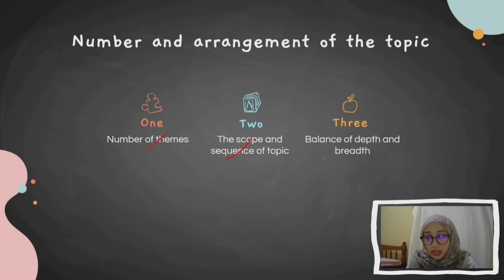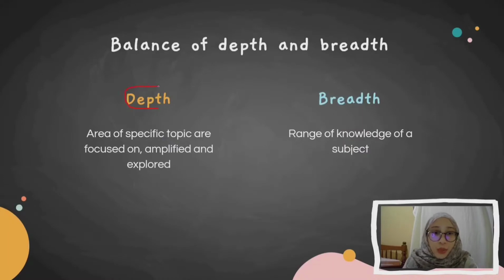Now let's take a look at the third part, which is balance of depth and breadth. Before I go deeper, I would like to explain the meaning of depth and breadth. Depth is the area or specific topic that we are focusing on, amplifying and exploring. Imagine the deeper you go in a chapter, the more specific or precise knowledge you will get. While breadth means the range of knowledge of a subject. In one chapter, you can get more knowledge related to this chapter.